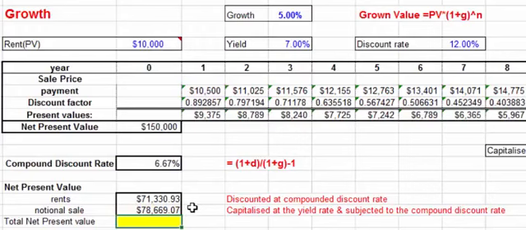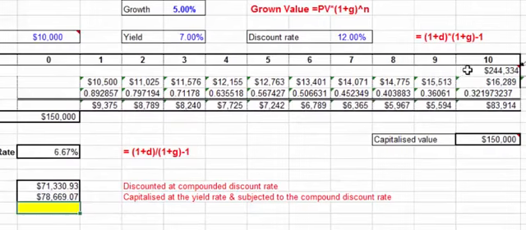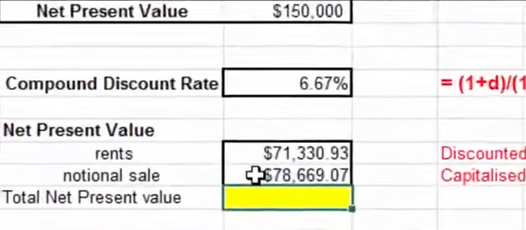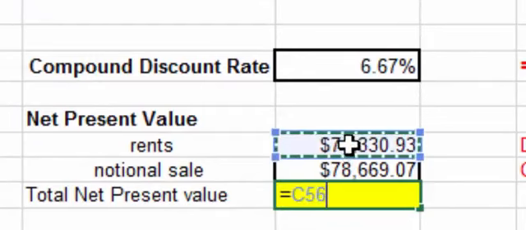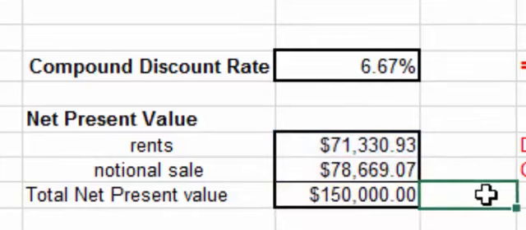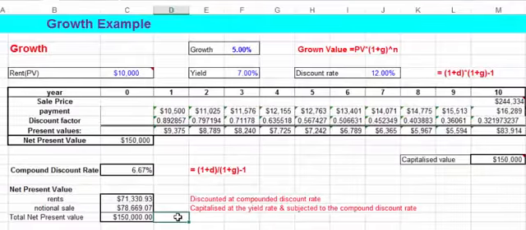that the present value of the notional sale in 10 years' time, okay, the dollar value is still going to be $244,000. However, we've calculated the present value of that and its grown amount from the initial capitalization, all in one step, as $78,669. From there, we can very simply add these together, and so 71,000 plus 78,000 and bits and pieces, again gives us 150,000, and so once more we come up with the same value.